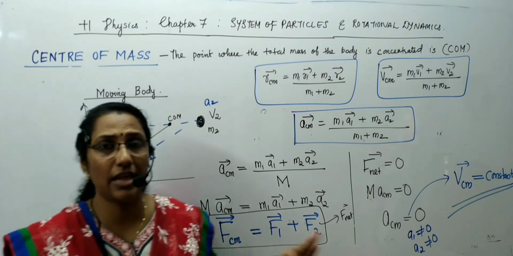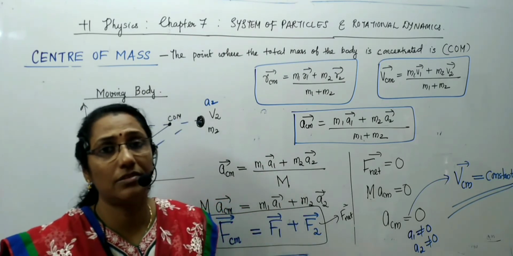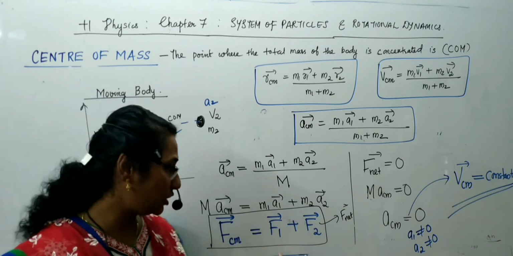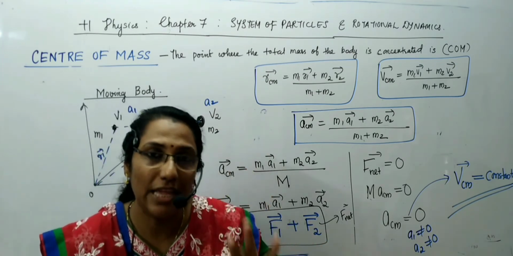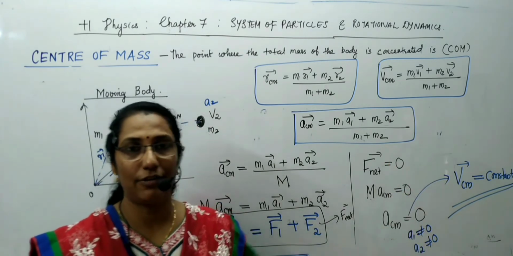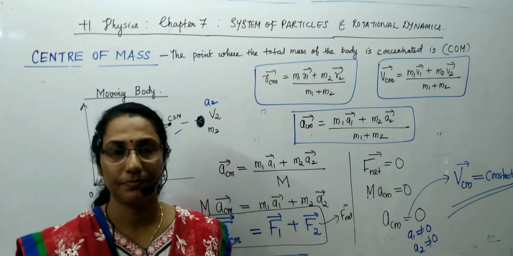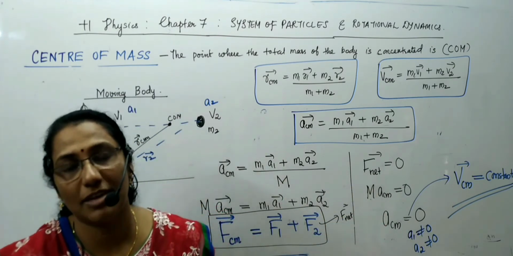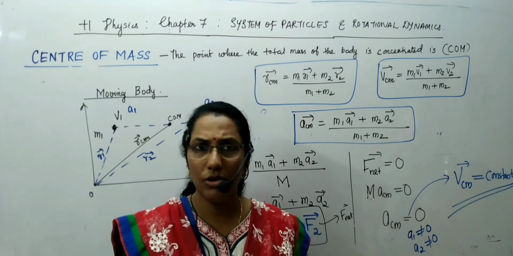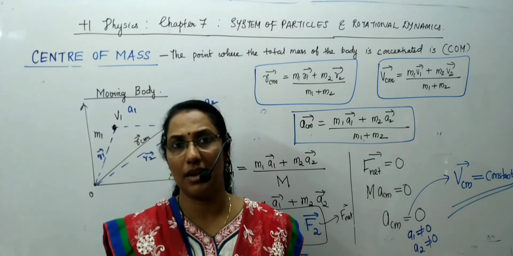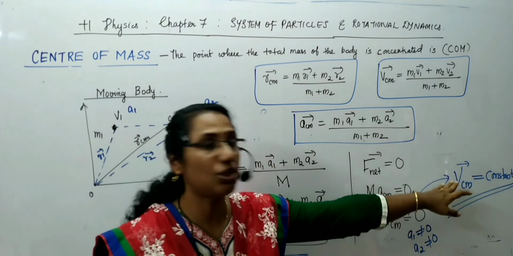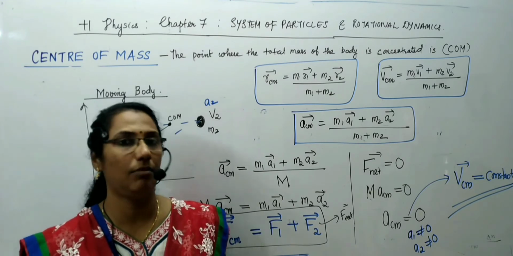If the net force acting on the system is zero, then the force acting on the center of mass is zero. Mass times acceleration of the center of mass is 0. F_CM is 0, so M A_CM is 0, and the acceleration of the center of mass becomes 0. That does not mean the acceleration of every particle is 0. The resultant acceleration of the center of mass is zero, so the velocity of the center of mass is constant in magnitude and direction. Important. Clear?